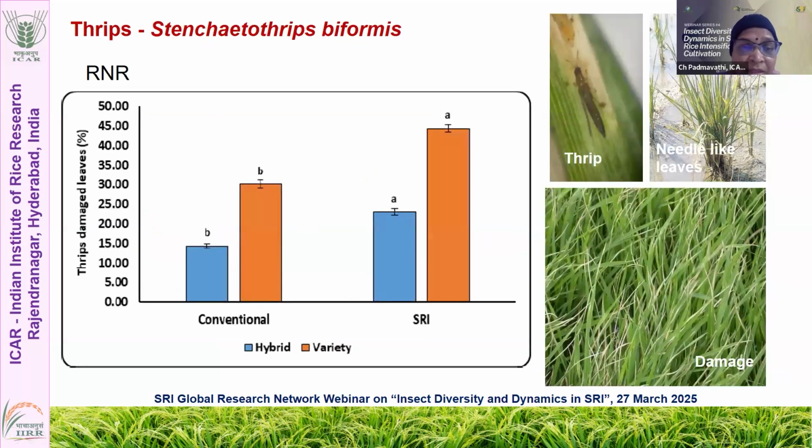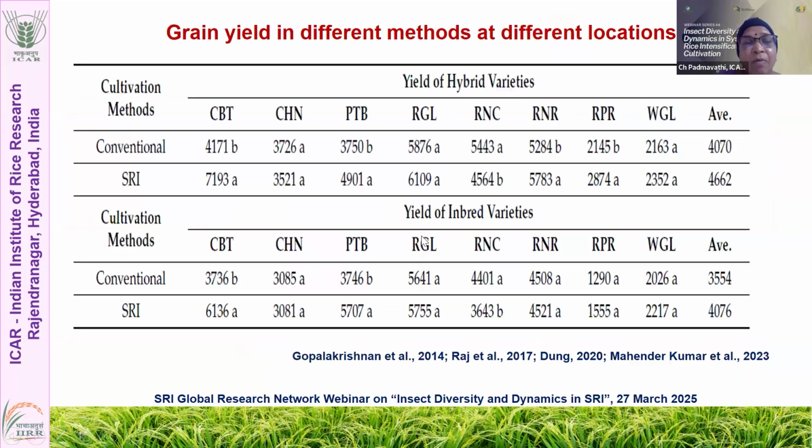With respect to thrips, thrips is again really a serious problem in SRA, particularly; even at 14 days old, you can see the pest incidence in many of the locations we have observed. Here you can see the variety has more damage as compared to the hybrid, and SRA has more damage as compared to the conventional method in both variety and hybrid. Now, coming to the grain yield across locations, with respect to the hybrid and the variety, grain yield was high in the SRA method as compared to the conventional method.